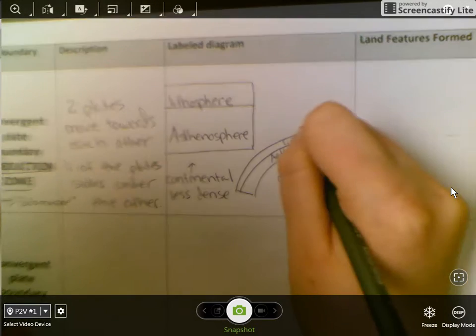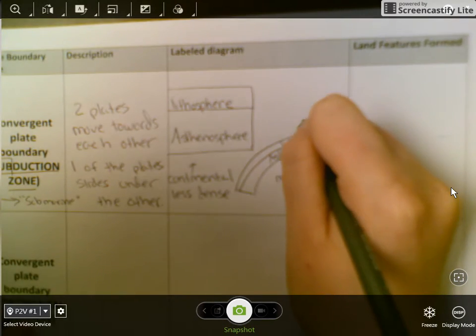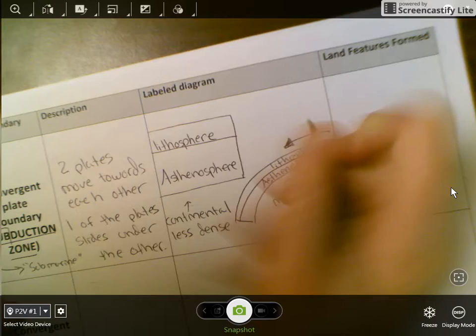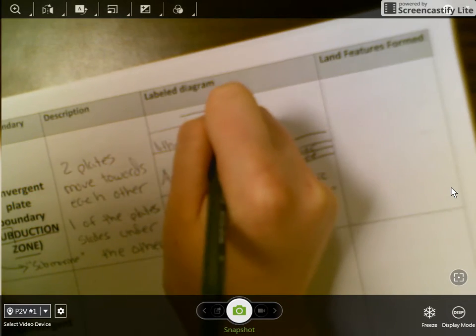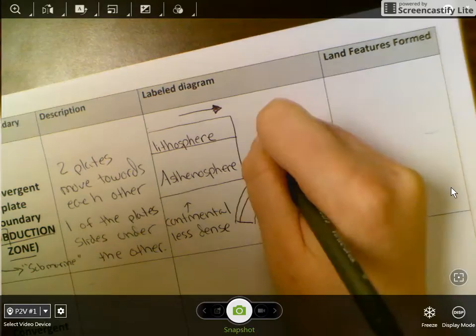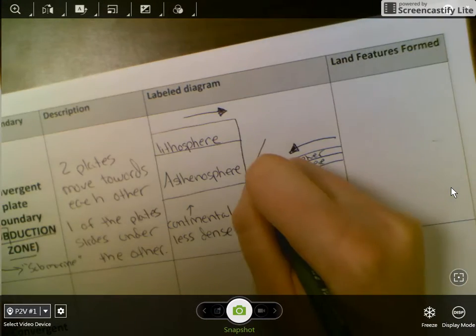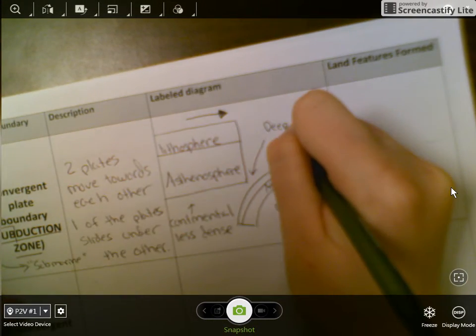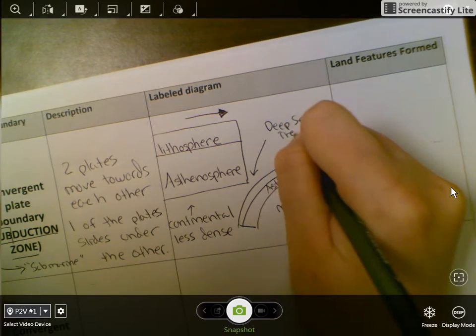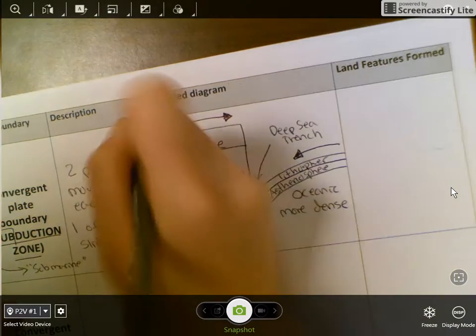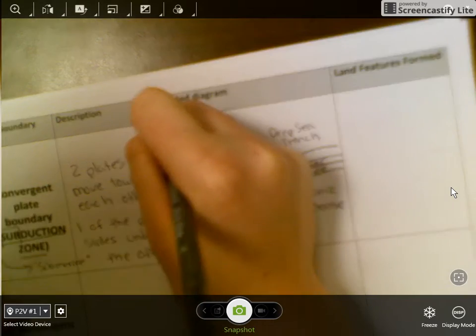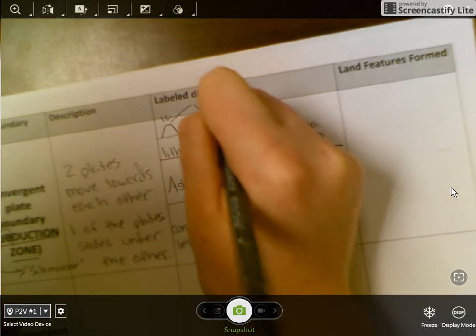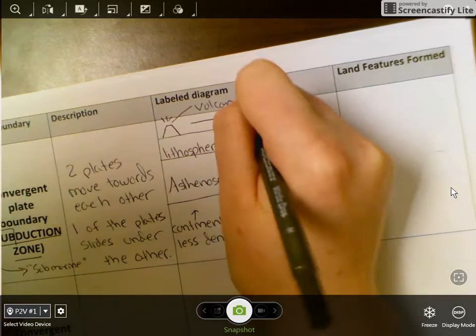All right, so these plates are moving in this direction. Okay, both of them are moving this direction. And there are some landforms that are formed right here. That's going to be our deep sea trench. And then up here, we have what's called a volcanic arc form, or we could say volcanoes.